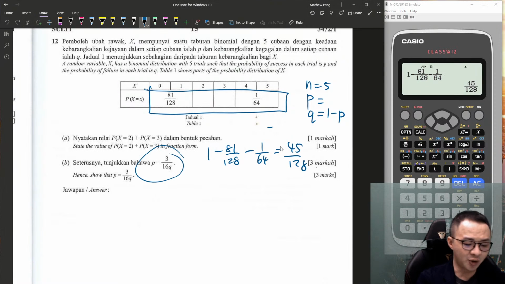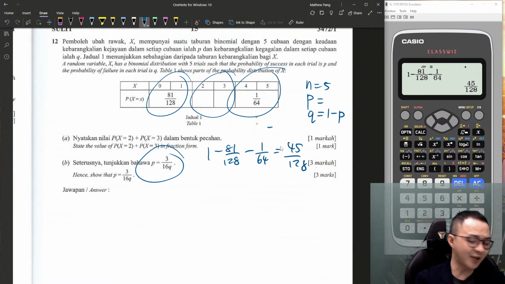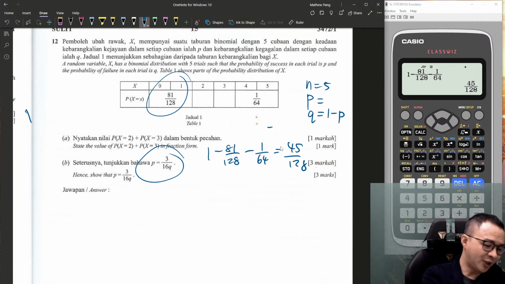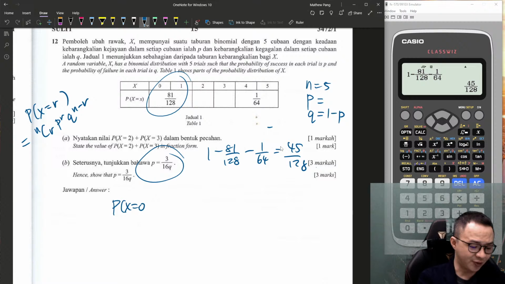Then they ask us to show p and q. Basically you need to use any of this information. You can use 2 and 3, or 0 and 1, or 4 and 5. Use either one to get this. Let's use 0 and 1 because it seems a little bit easier. So what is the formula here? P(X = r) equals nCr p^r q^(n-r). This is the binomial formula, so I'm going to use this one. So I know P(X = 0) plus P(X = 1) should give 81 over 128.